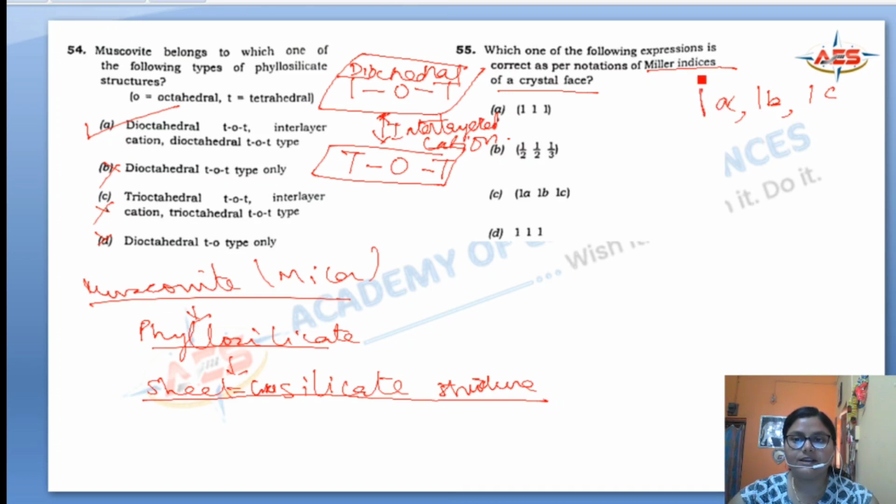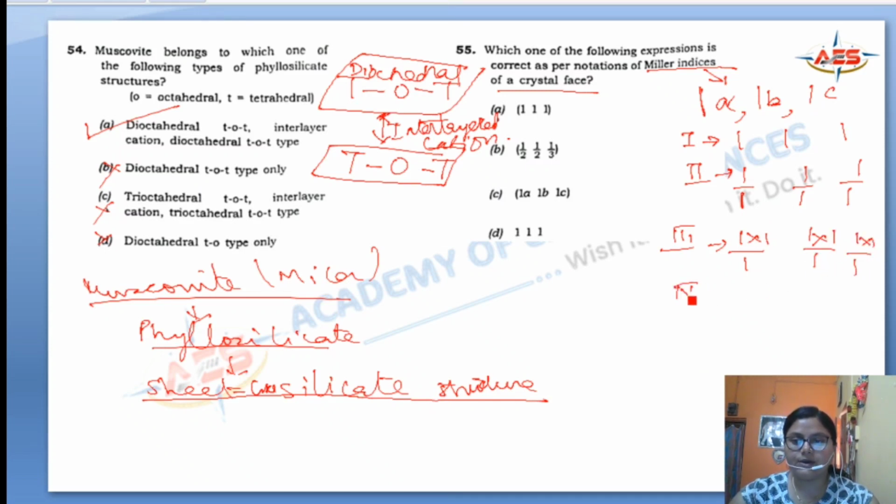So to find the Miller indices of this given axial ratio क्या होता है? First हम लोग 1 1 1 we will take this, then second reciprocal लेंगे, third we will take the LCM of the denominator, and we will multiply it with the numerator.